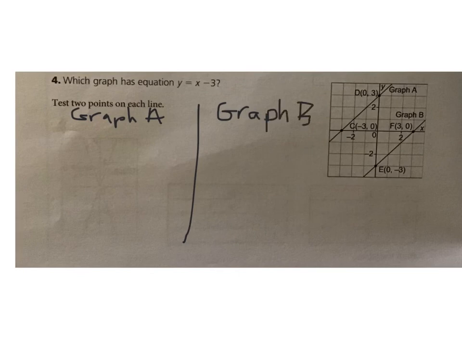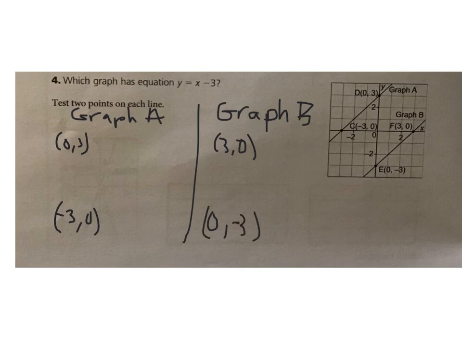Or those are the ones that you tested. So for graph A, they highlighted 0, 3, and they highlighted -3, 0. For graph B, they highlighted 3, 0, and 0, -3. Okay, so remember with the strategy number 2 for substitution, you're taking the equation, and wherever the x and y are, that's where you're putting in these numbers. So x is 0, and y is +3.